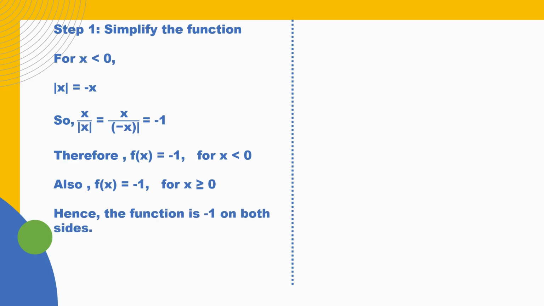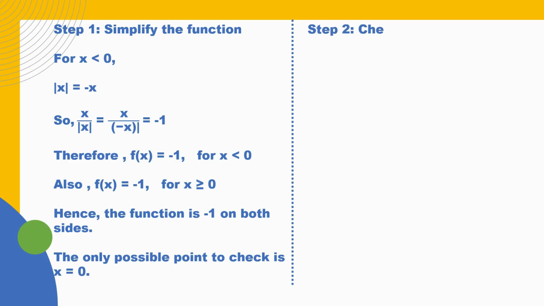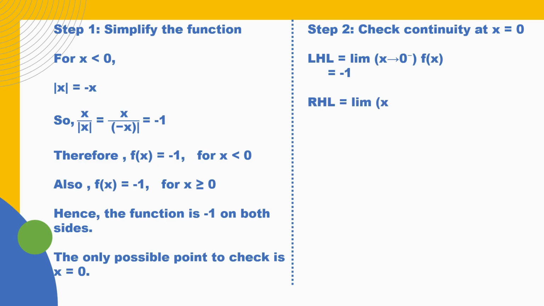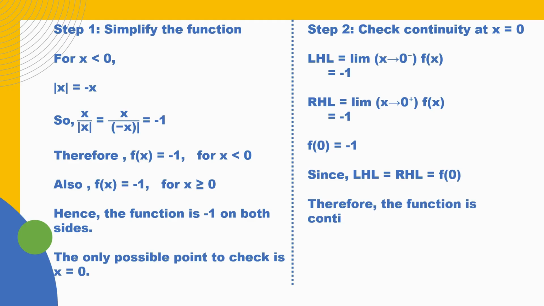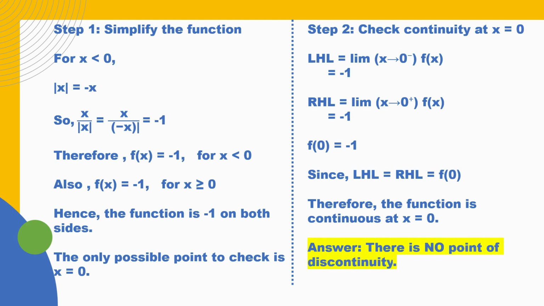The only point where a piecewise function can possibly be discontinuous is where the definition changes, which is at x equals 0. Now let's check continuity. The left-hand limit is minus 1 at x equals 0. The right-hand limit is also minus 1. And the function value at 0 is again minus 1. Since the left-hand limit, right-hand limit, and the function value are all equal, the function is continuous at x equals 0. Therefore, this function has no points of discontinuity and is continuous for all real numbers.